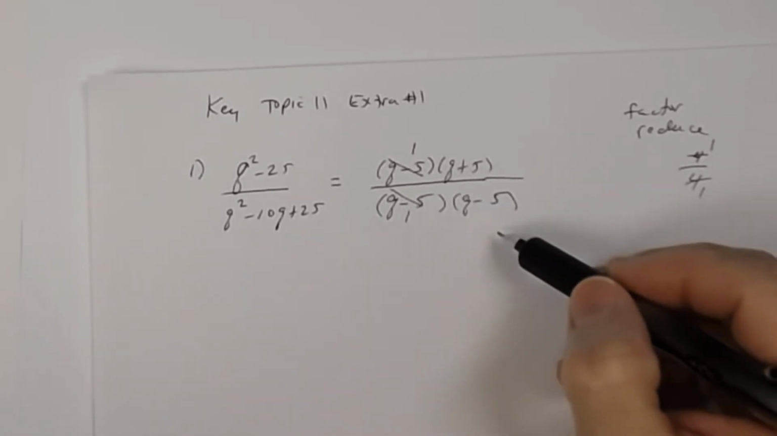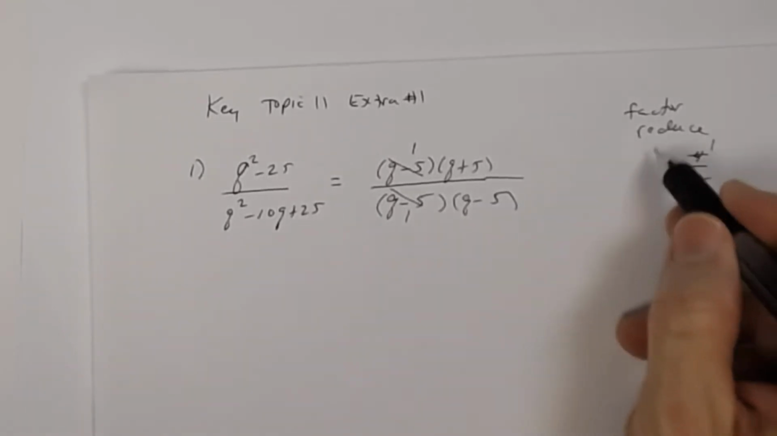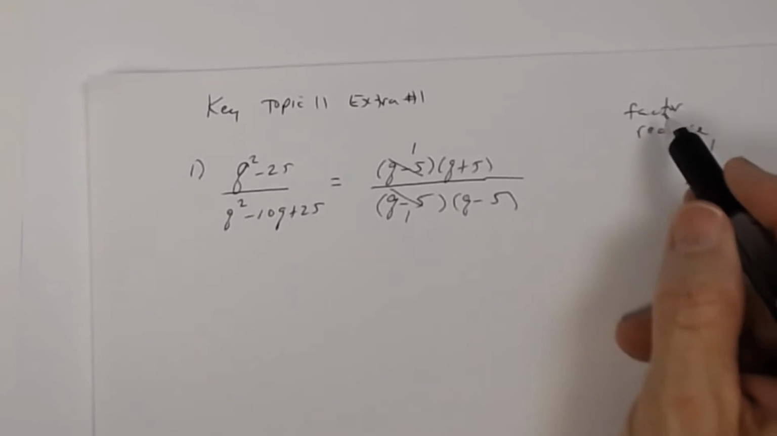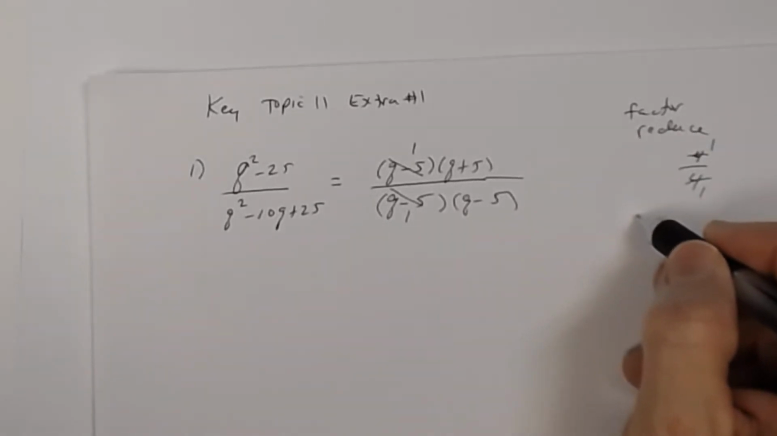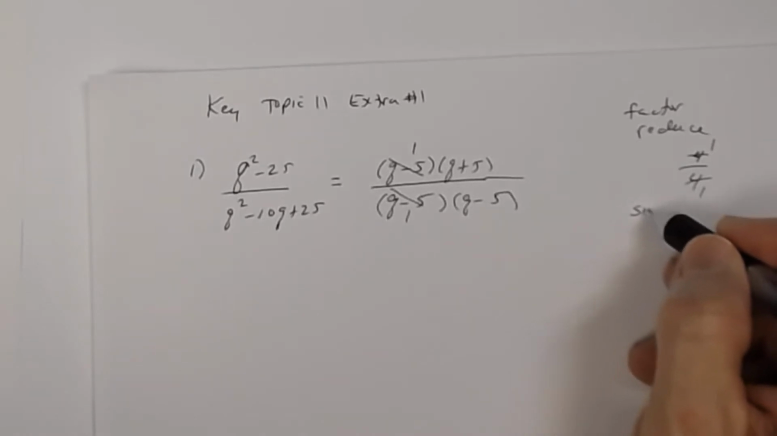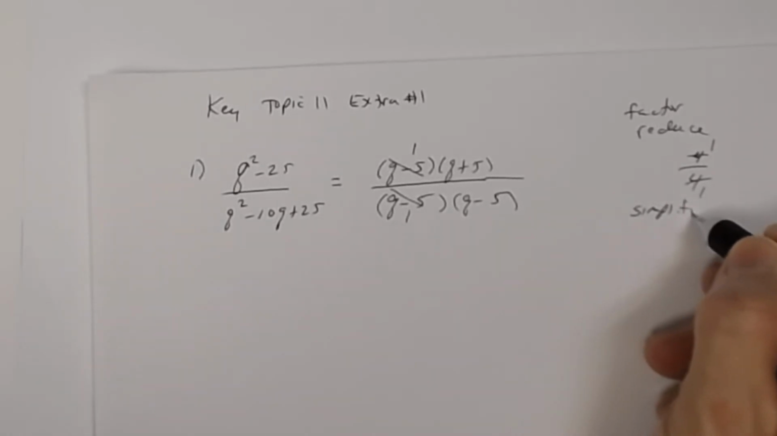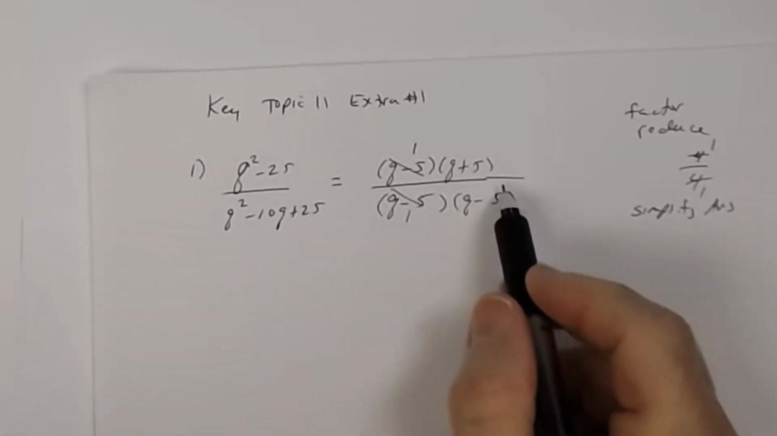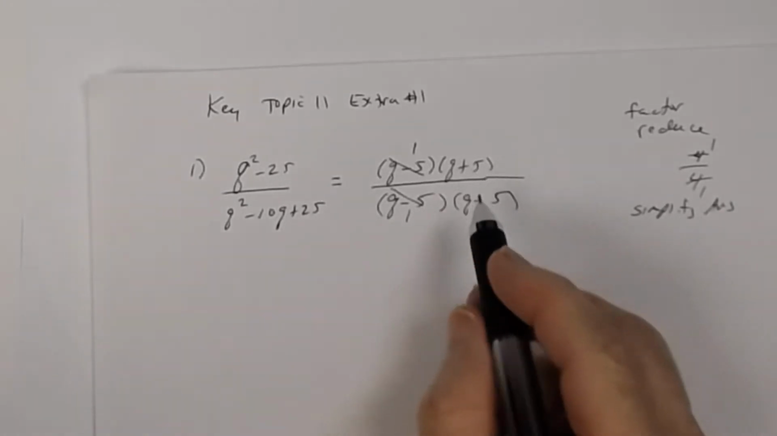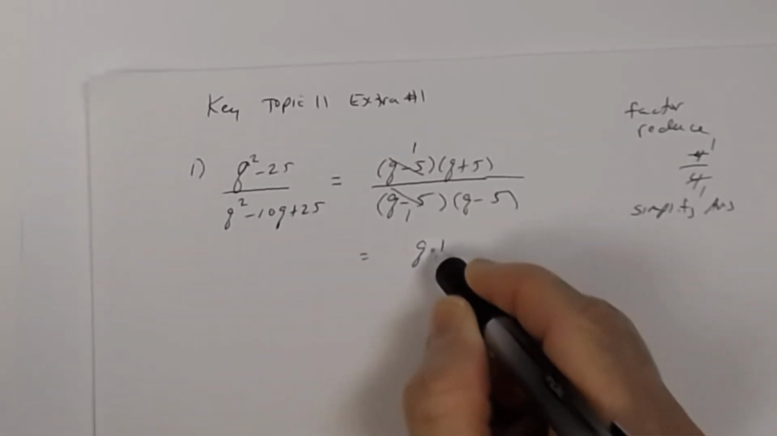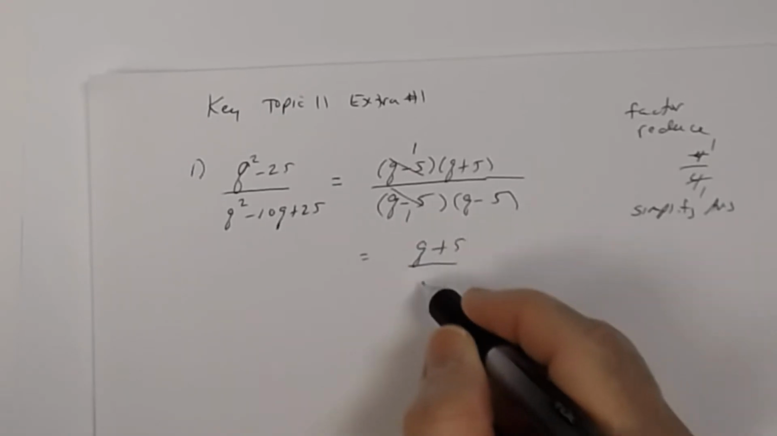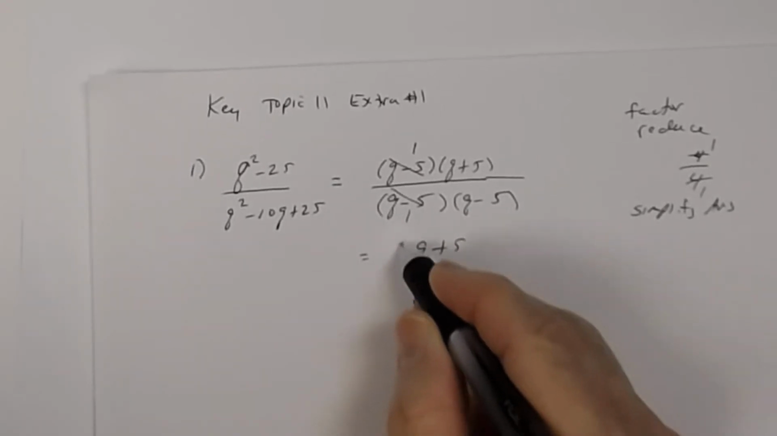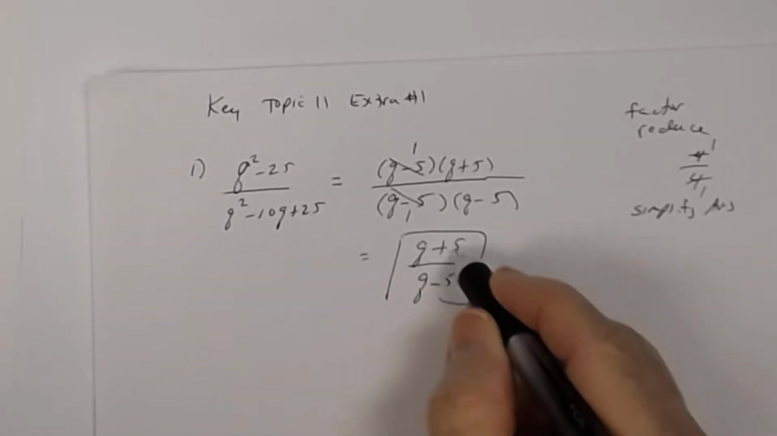So you are done. So now what you're going to do is you factored, you reduced, and now you're going to basically simplify your answer. So in other words, don't leave it like this. You want to say 1 times q plus 5 is q plus 5. 1 times q minus 5 is q minus 5. And that's it. So these are your factors.